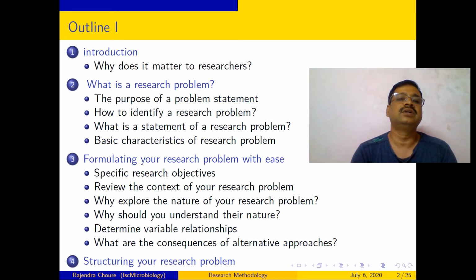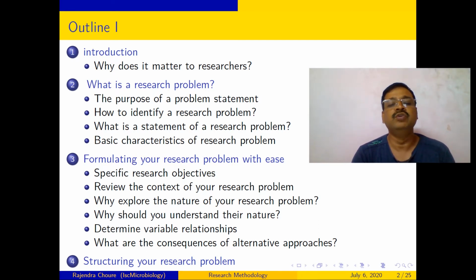In the introduction we are going to study why it matters to researchers, that is, why the research problem statement is very important for researchers. Then we study what a research problem is, the purpose of a problem statement, how to identify a research problem, what the statement of a research problem is, its basic characteristics, and, in formulating your research problem, that is the practical aspect, we are going to study specific research objectives.